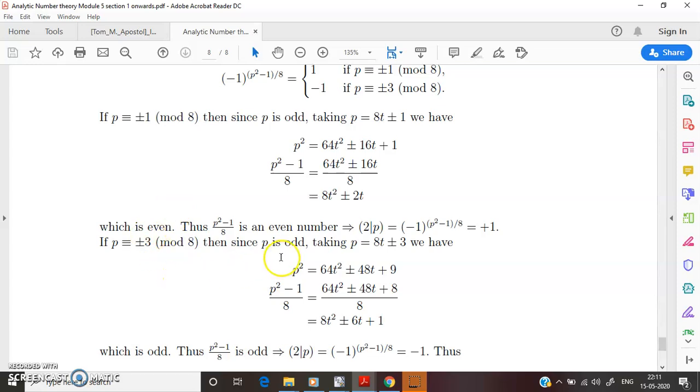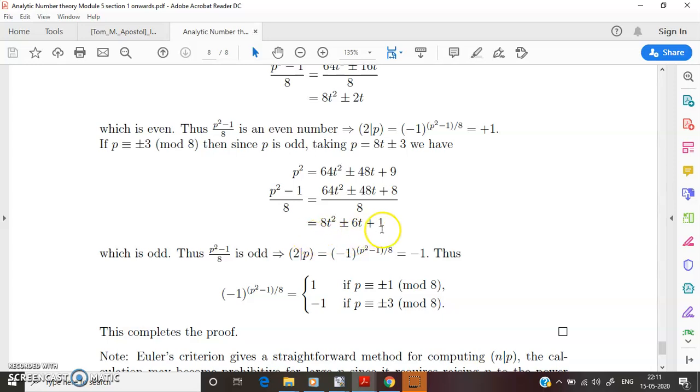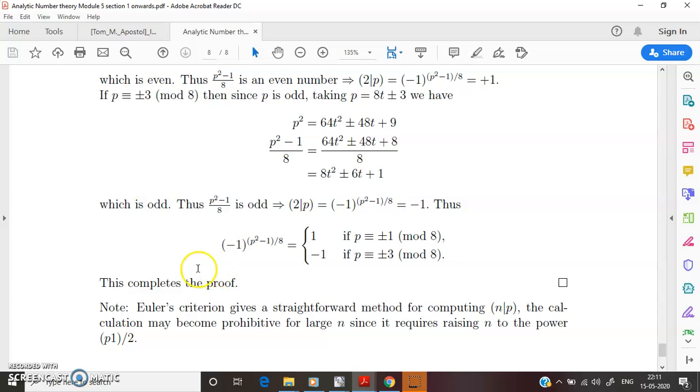Likewise, if p is congruent to plus or minus 3 mod 8, you can take p equal to 8t plus or minus 3. Similarly, if you proceed, you will get an odd number because these terms are even, so plus 1 is odd. So clearly in this case also, minus 1 raised to (p square minus 1)/8 is minus 1 because the exponent is odd. So in both cases we have proved this, and this completes the proof.